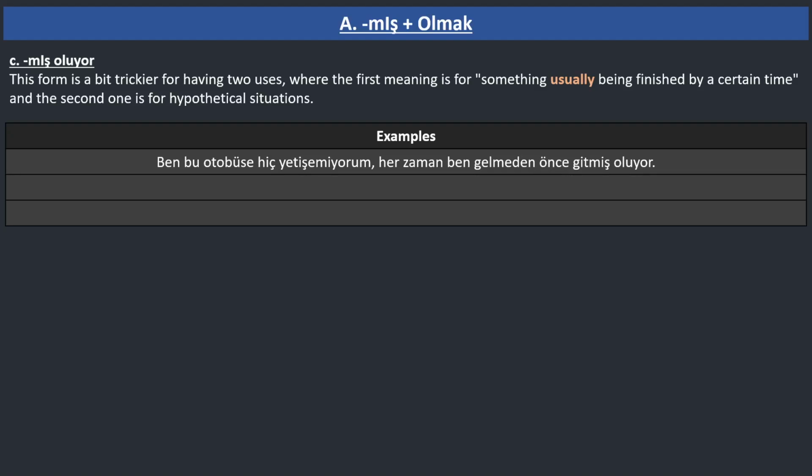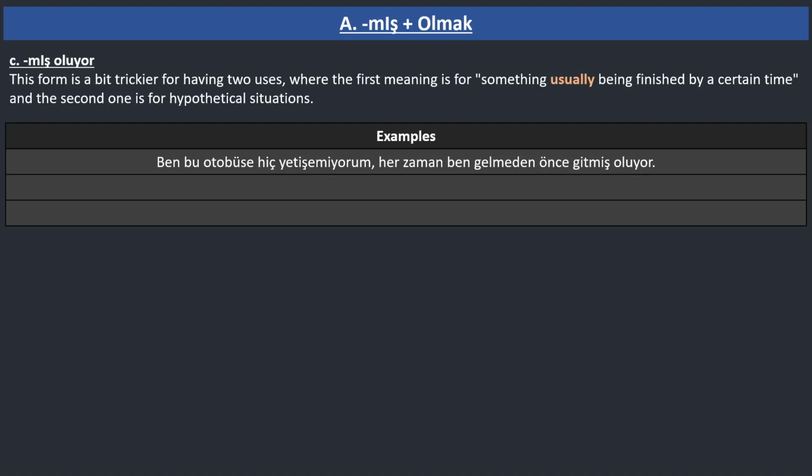Her zaman. Every time. Gelmeden önce. Before I come. It leaves. Gitmiş oluyor. So this is the implication I am trying to deliver here. I could simply say gidiyor: her zaman ben gelmeden önce gidiyor. But why am I complicating this? Gitmiş oluyor. I want to emphasize that when I come, it is long gone. And that happens every time.